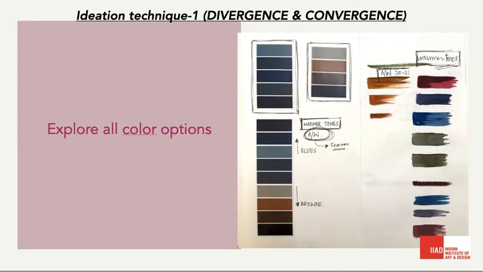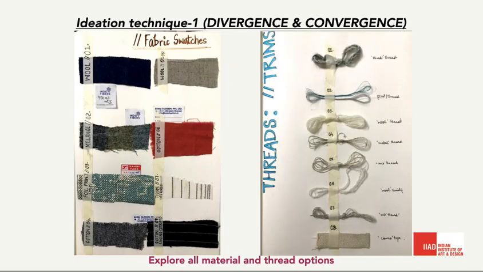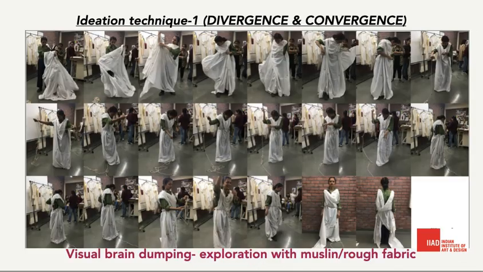Explore all color options. This can be done keeping either the client requirements in mind or keeping the color forecast in mind if it is so required. You could also have your materials shortlisted and threads and other accessories ideated upon. Here's an example of visual exploration on a muslin or a rough fabric.